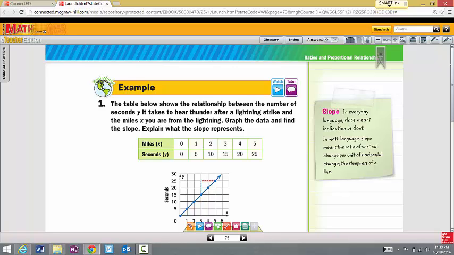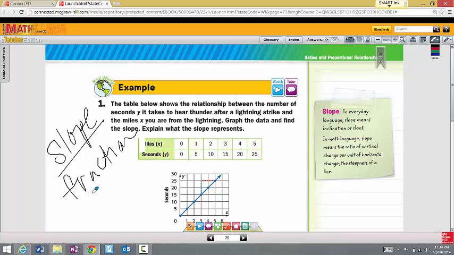Now, your book does something that I don't agree with. Surprise, surprise. Slope, a couple things. First of all, slope, oops, I got to turn that back on here. Slope should be written, in constant proportionality, can be written as a fraction.